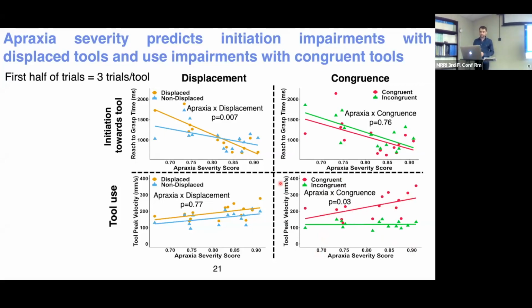So how to explain that? We think that the interaction we are observing for lateral displacement is found during the initiation because that's something evident, something that you can perceive easily before interacting with the tool. Whereas for congruence, especially for patients, it may be more difficult to figure out if it's a congruent or incongruent tool. They may need to interact and have the tool in hand to figure out if it's a congruent or incongruent tool.